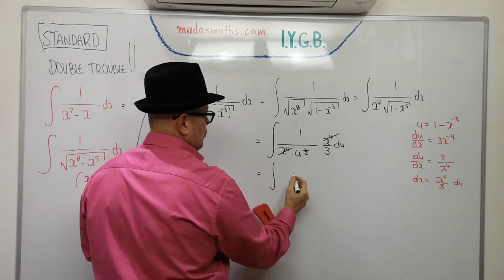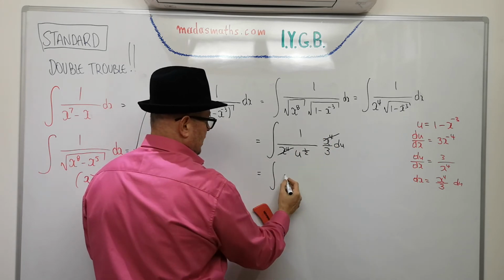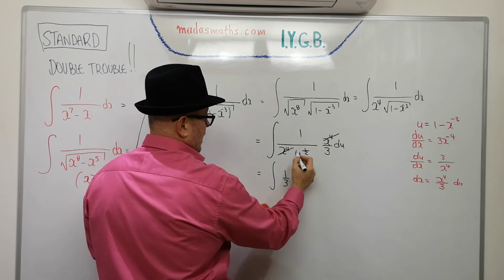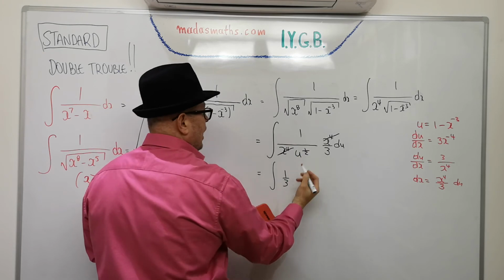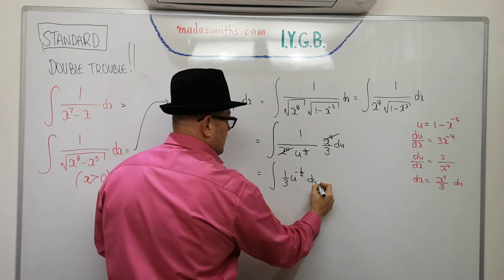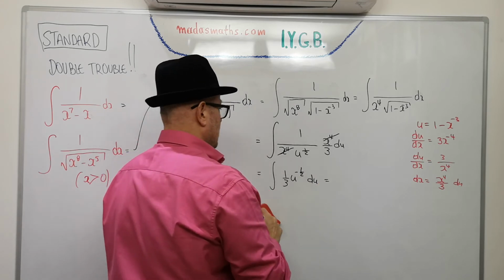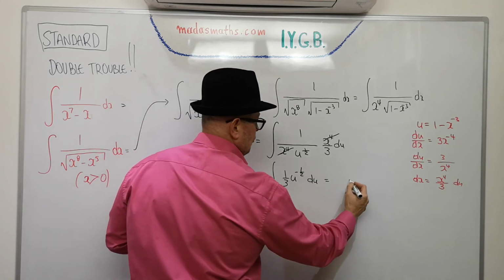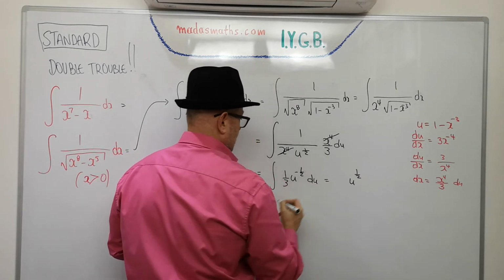The reason we've done this substitution is because we know this will simplify in this particular fashion. Let's write it in index notation. So that's going to be a third. Let's not forget the third. The u to the half at the bottom, we can write as u to the power of minus a half on the top, du. Year 12 integration. Now increase the power by 1. So it's going to be u to the power of positive a half.